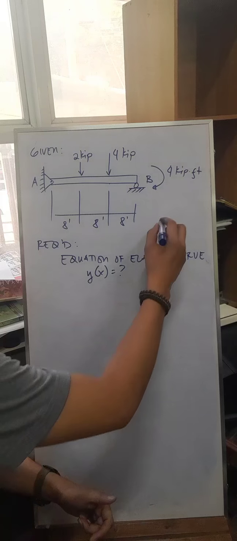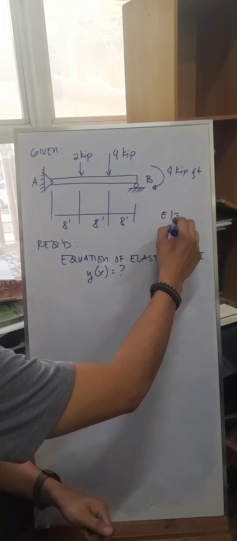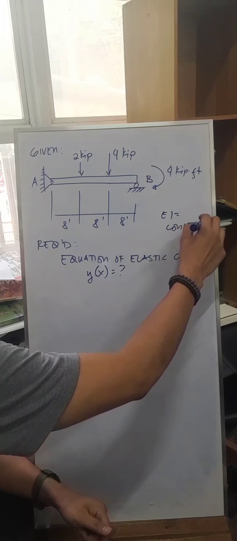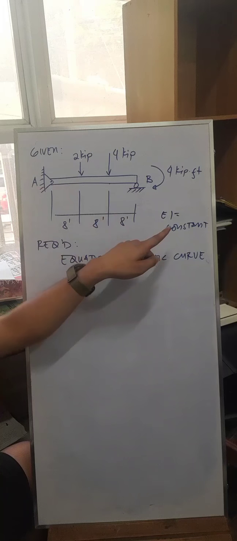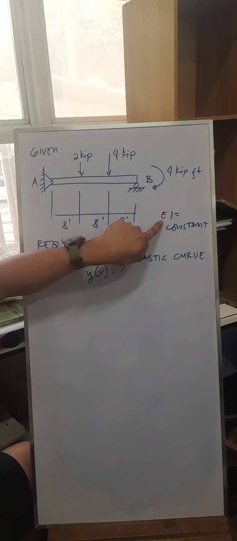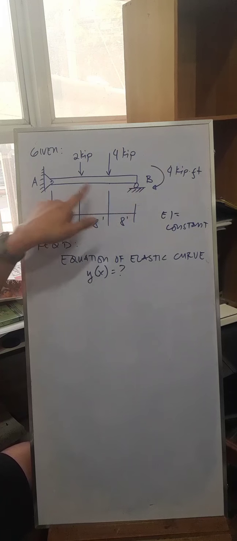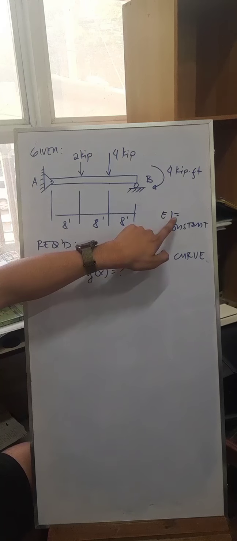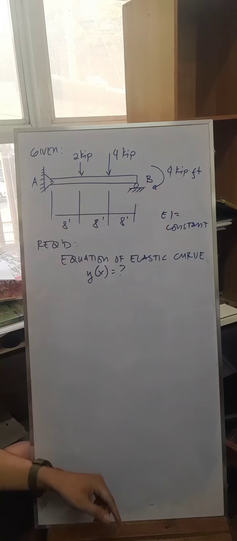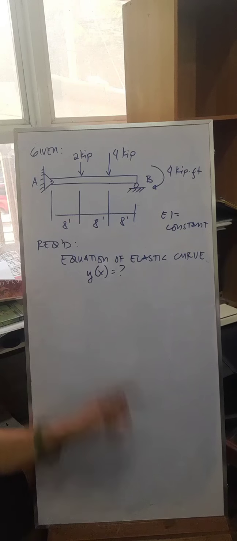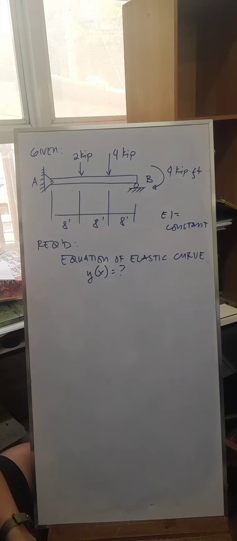EI here is constant. Your flexural rigidity is constant, meaning your material is homogeneous. You have the same E, or modulus of elasticity, all throughout the length of your beam, and your beam is also a prismatic beam, wherein your moment of inertia does not change along the length of your beam. You can also say that the cross-section does not change along the length of the beam. So that's a prismatic beam.